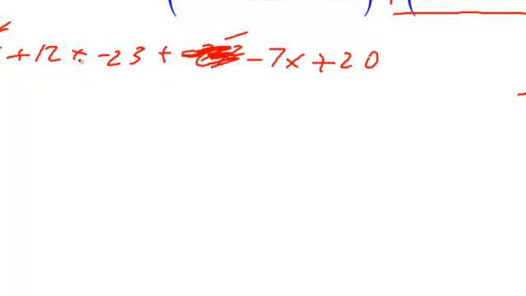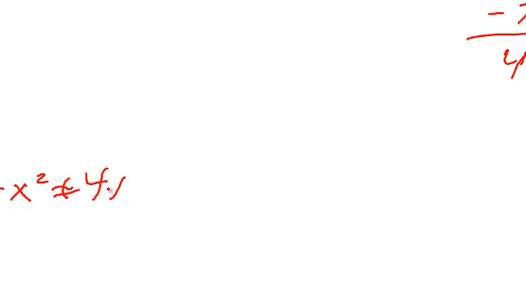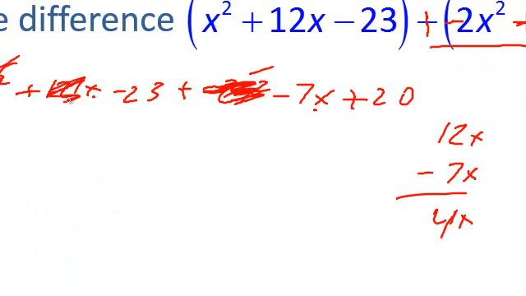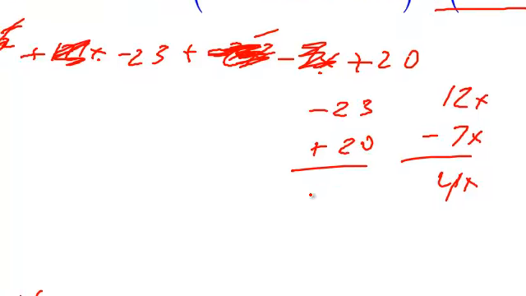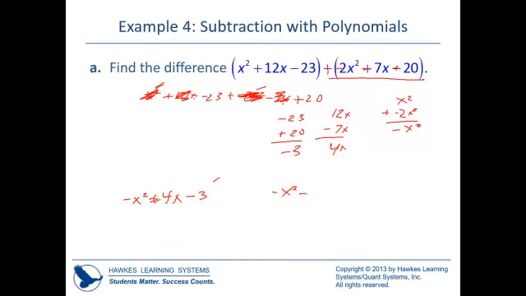And so now I see my x's here. I got 12x minus 7x. That works out to be 4x. So that would be a positive 4x. So this will cancel. I'll get rid of that. So now I have a negative 23 plus 20. Negative 23 plus 20 is a negative 3. And so my final answer is a negative x squared plus 4x minus 3. Final answer.